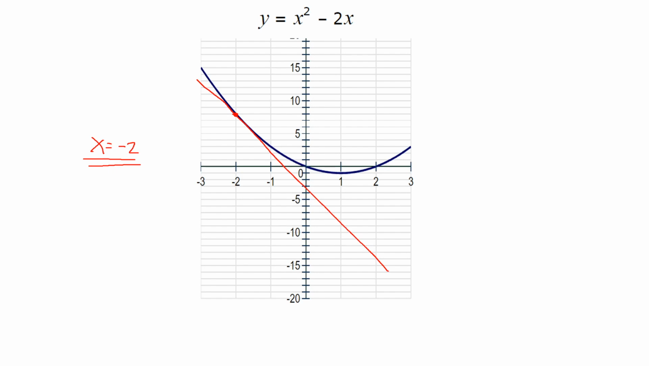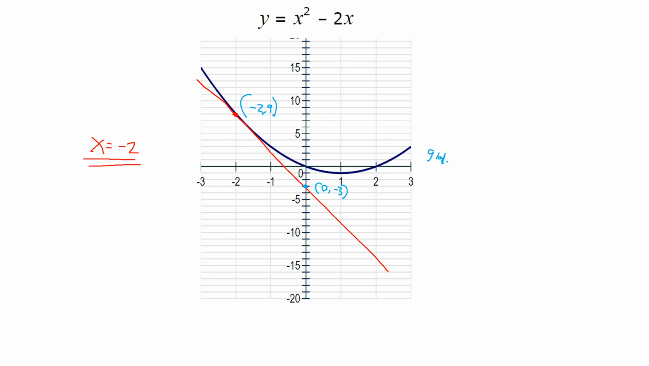Now what we can do is use 2 points on the graph. I've got a point here, which is minus 2. Well, let's see, 1, 2, 3, 4. So that's minus 2, 9. And I got a point here, which is estimated to be 0, minus 3. So now let's work out the gradient.